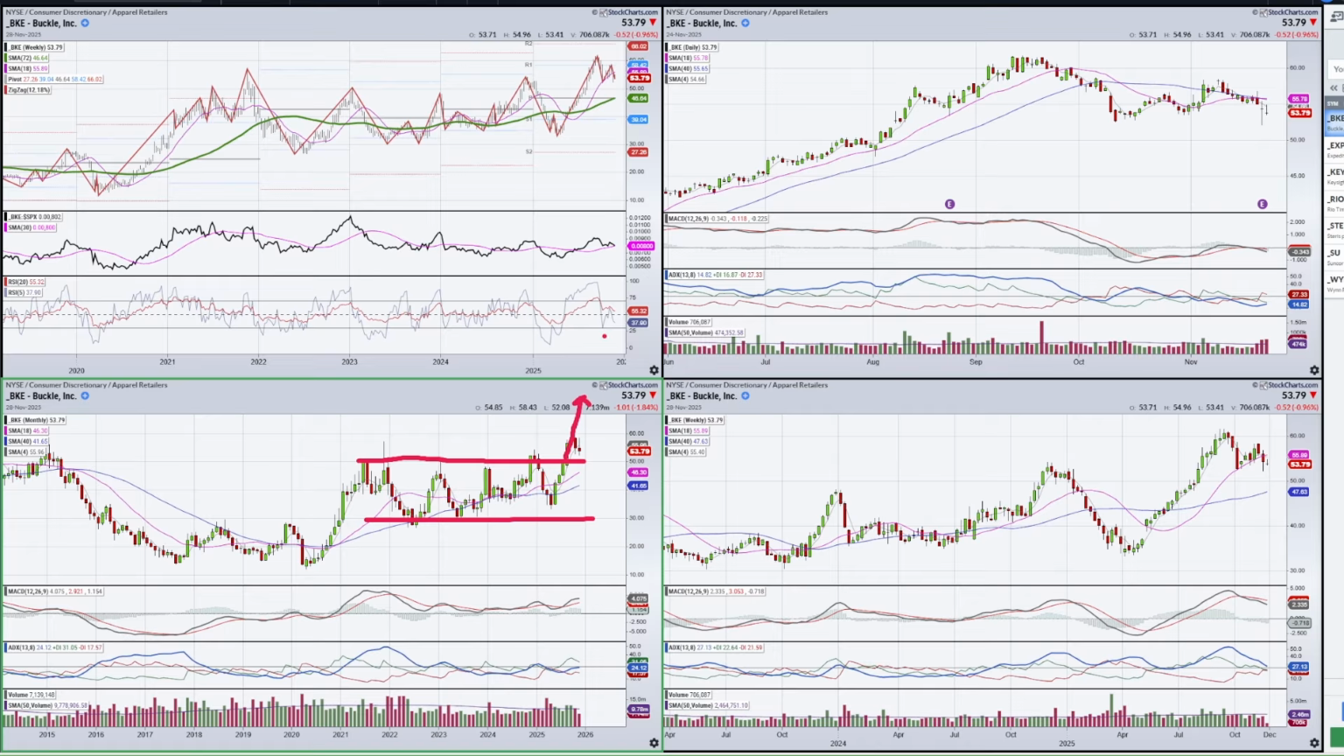It doesn't mean it can't go farther than that, but based on the initial thrust out of this move, it could go up to the 70 mark. That would be what I would be looking for. All right.